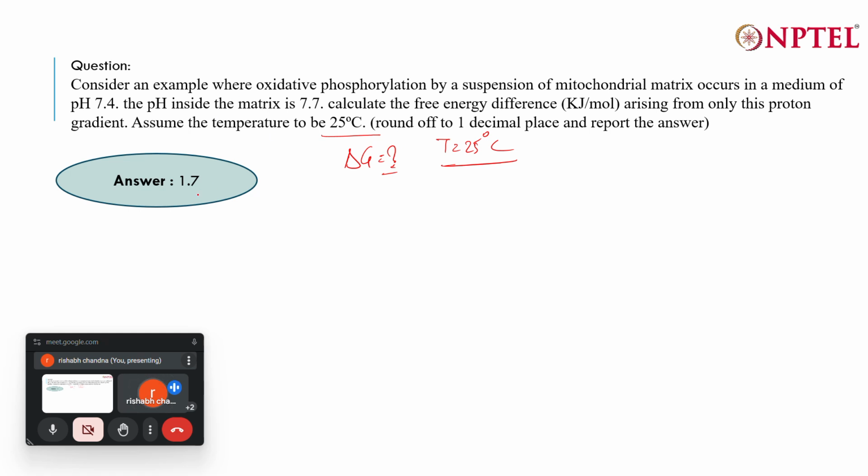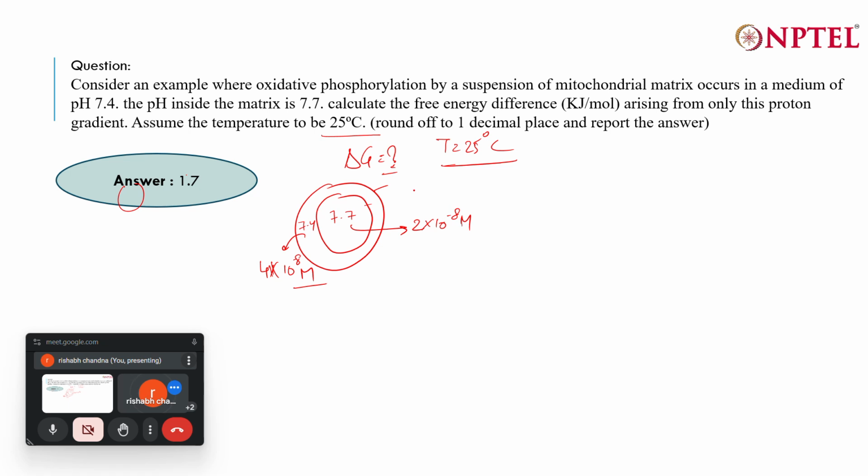And how to calculate, we'll see. So this is a membrane. This is the outer membrane, this is the inner membrane of mitochondria. Here the pH was 7.7, and here the pH was 7.4. So the hydrogen ion concentration for this one was 4 into 10 to the power minus 8, and for this one was 2 into 10 to the power minus 8 molar.